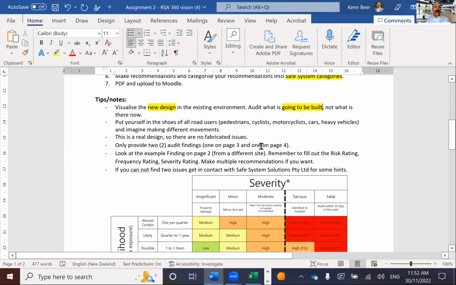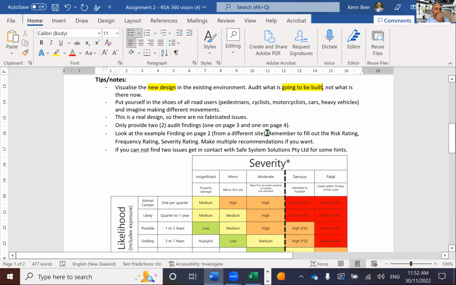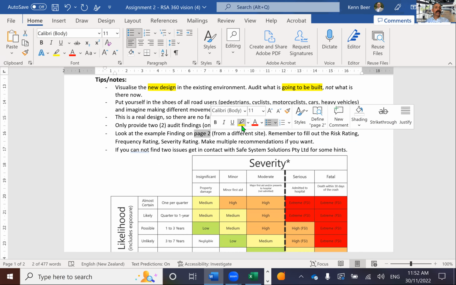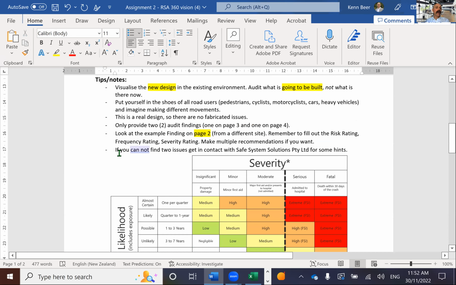The real design is not fabricated. We haven't planted issues in there to test you or anything like that. So it's a real design. There should be plenty there to report on. But of course, if you're having any trouble, get in contact. We've given you an example on page 2 from a different site, so you can see what we're expecting you to come back with. And if you can't find any issues yet, just get in contact.